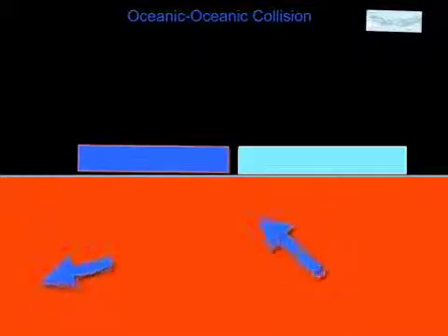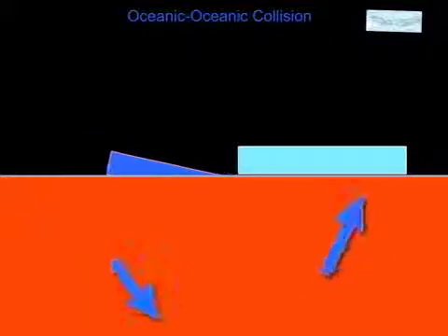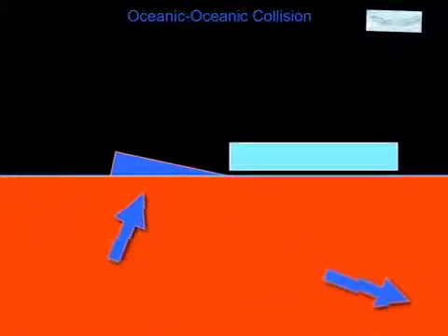Oceanic-oceanic collision. Again, these are convection currents, and this time we have two oceanic plates. Since the two convection currents are moving together again, the two plates will collide. We'll say that this plate is the denser and older one, so it will subduct under, while the lesser dense, younger plate will reach to the top, surfacing, causing tsunamis, volcanoes, and earthquakes.